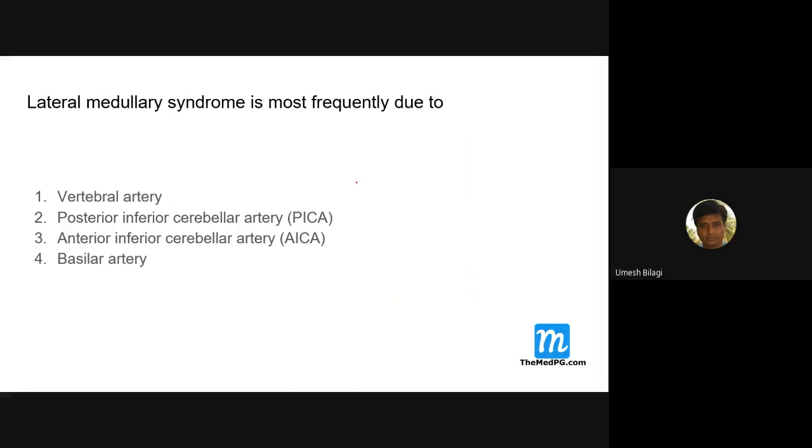Students, I'll throw in an MCQ now. Try this. What is this? Lateral medullary syndrome. Lateral medullary syndrome is most frequently due to which arteries? Vertebral arteries, posterior inferior cerebellar artery, anterior inferior cerebellar artery, basilar artery. Which artery is it?